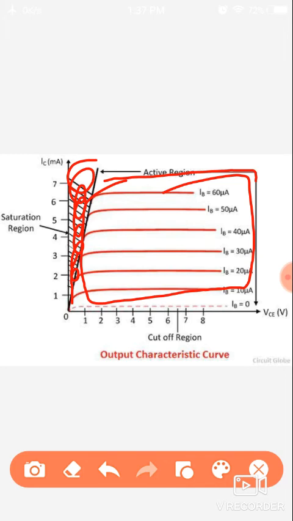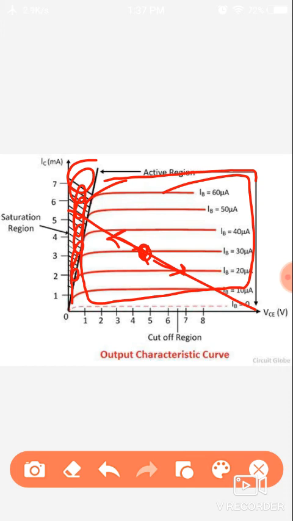So we always try to fit a transistor in the active region in this manner, so that the operating point always lies in the center of the active region, so that if we have some variation in data, it does not affect our output voltage or current.